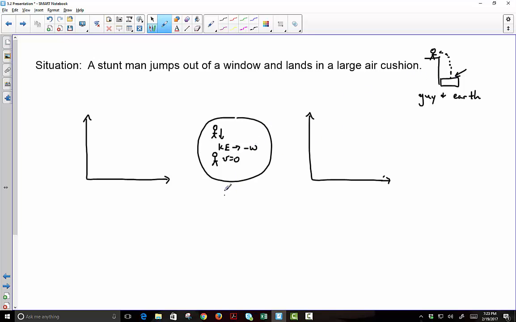Now the work comes because the cushion is external to the system. So the cushion is outside of my system. When he hits it, it is going to be applying a force in this direction. Therefore, it does some negative work. So how do we draw this?